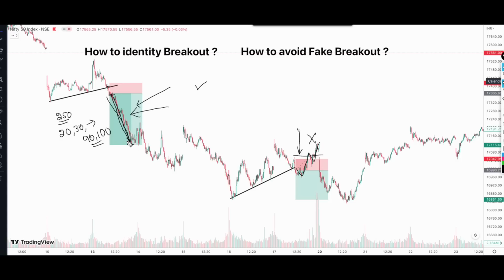Everybody can see that market moved here. This was a perfect breakout. And people can definitely look at this and say this is a fake breakout because the movement is visible in front of my eyes. I know this is a fake breakout. I know this is a real breakout.